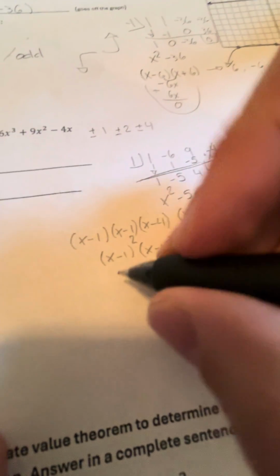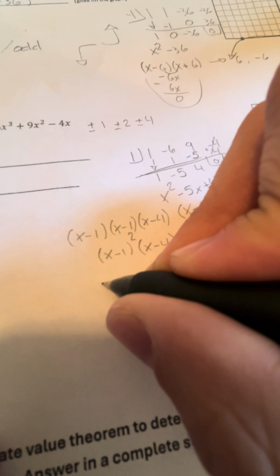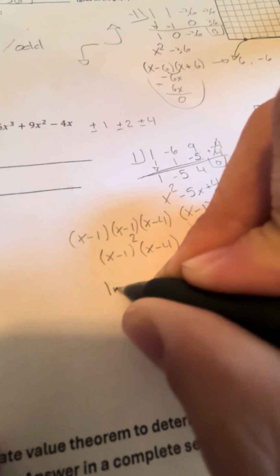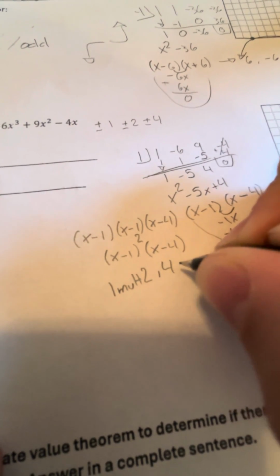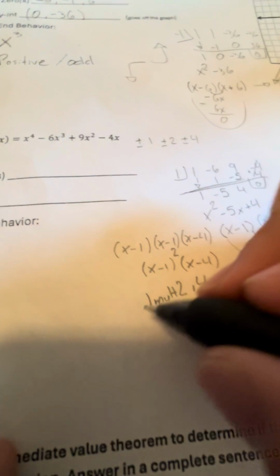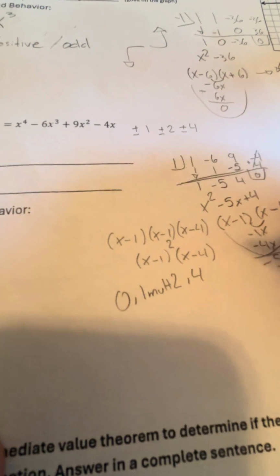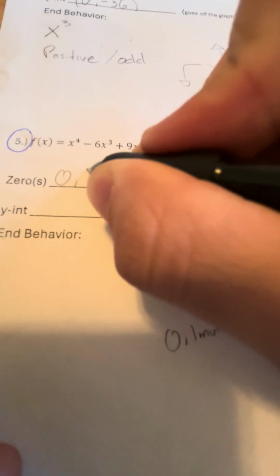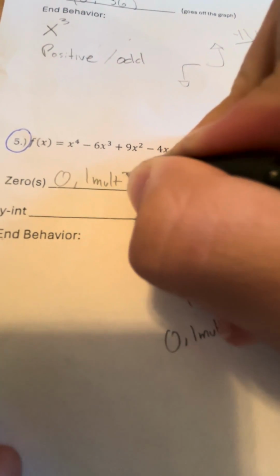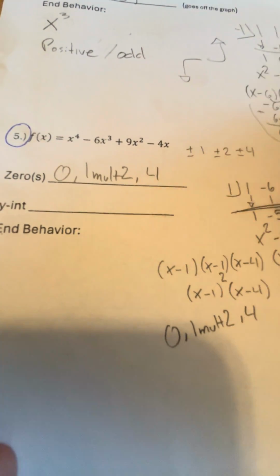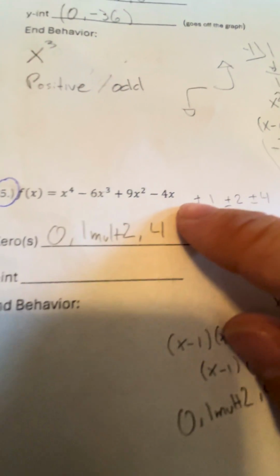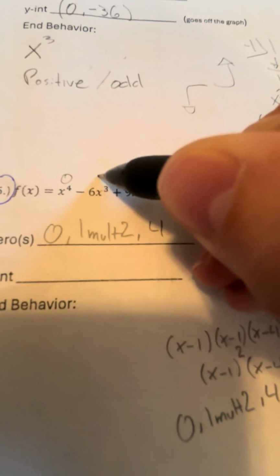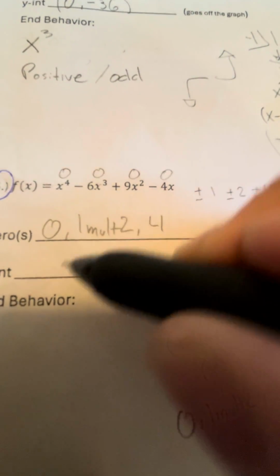But if you want to get those in a form that goes on that line, it would go like 1, multiplicity of 2, 4, and you can't forget your 0, of course. So that would go up here. 0, 1 multiplicity of 2, and then 4. Those are your zeros. And then for the y-intercept, you just want to plug in 0 for all of these x values, which all of these just end up equaling 0.